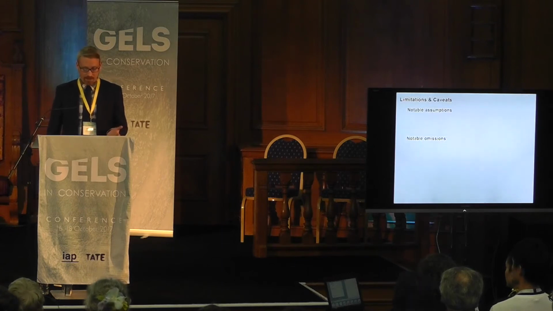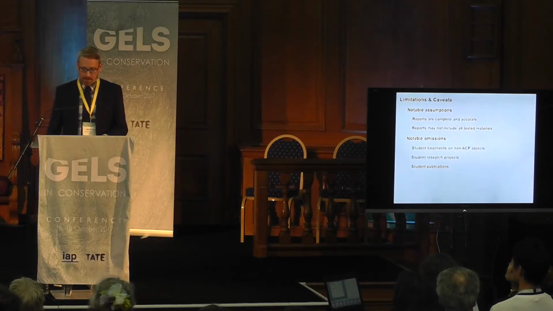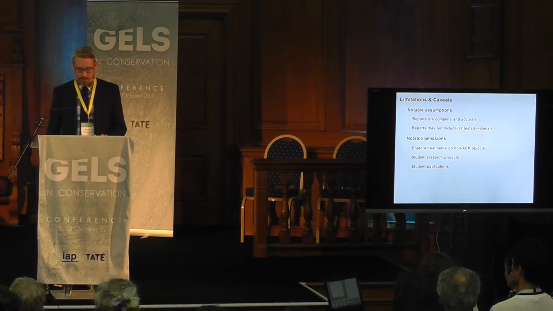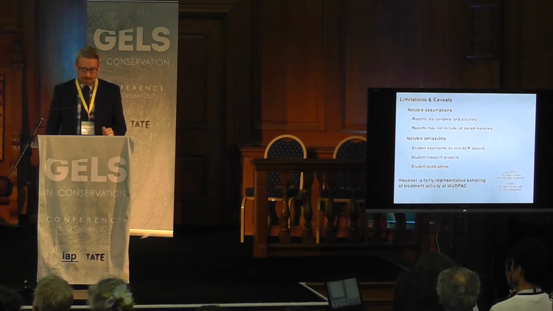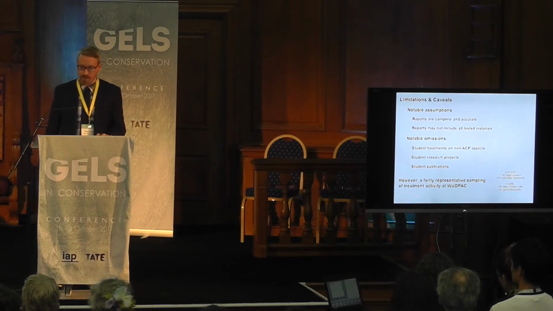I'm making some important assumptions here, namely that reports are complete and accurate to the best of the students' abilities, and that experimental trials may be omitted from final reports. Most importantly, though, we're missing data from student work on objects that did not receive an Art Conservation Program or ACP number. We're missing data from research projects, and we're missing some really important data from student publications. That said, I was able to survey over 1,700 folders encompassing over 1,900 individual objects, resulting in a data set of 238 projects with 341 gel formulations. It's a pretty good representation of treatment activity at Winterthur.